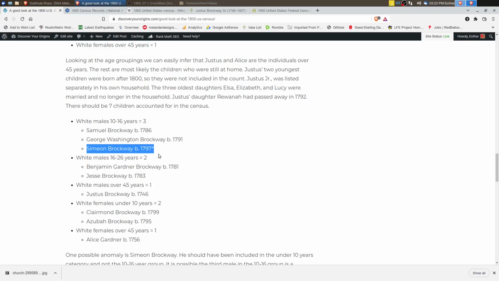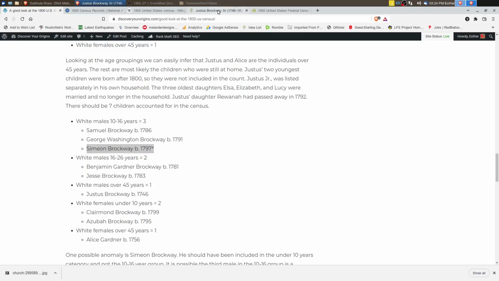And so it's possible that this count of three males, 10 to 16 years old, does not actually include Simeon. He should be there under the category of males under 10 years old, but he's not. So it's curious if maybe that birth date is wrong, or maybe something happened to Simeon and there's another child. That needs a little bit more research.